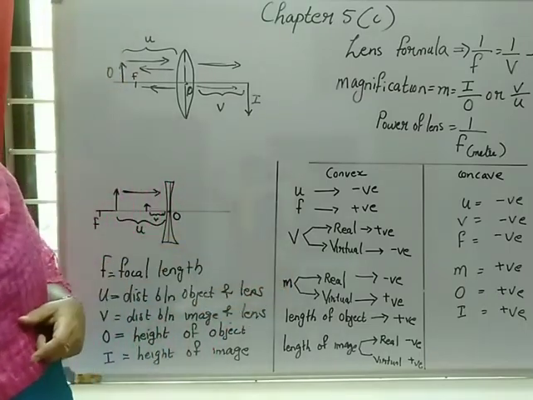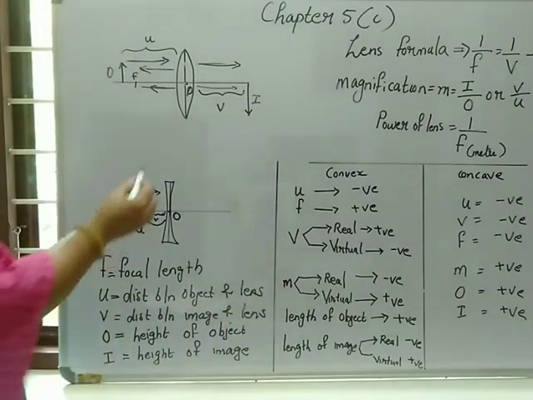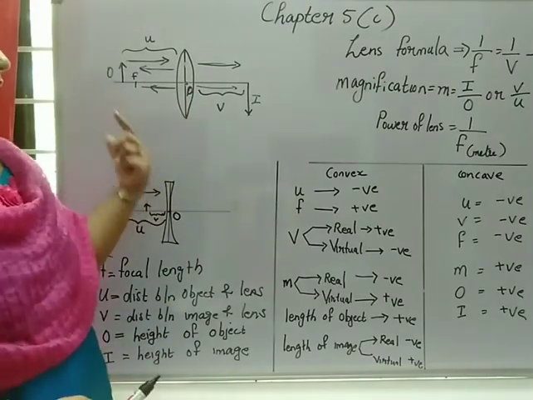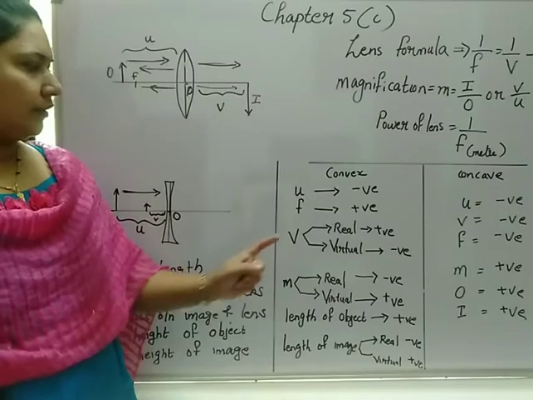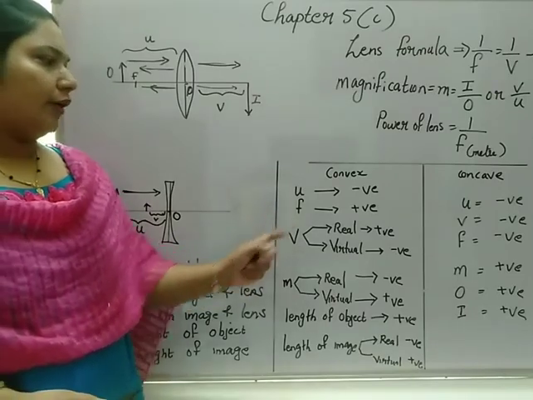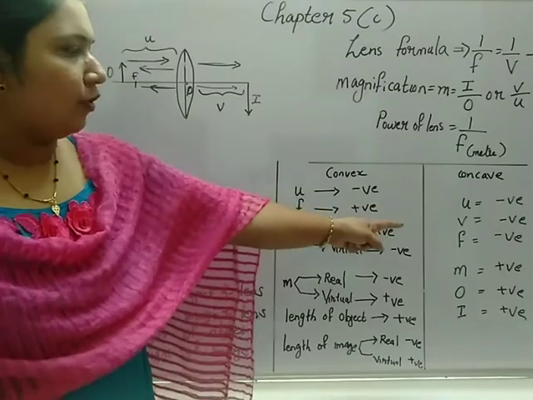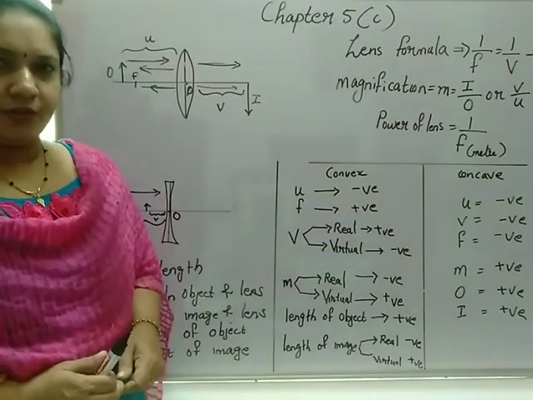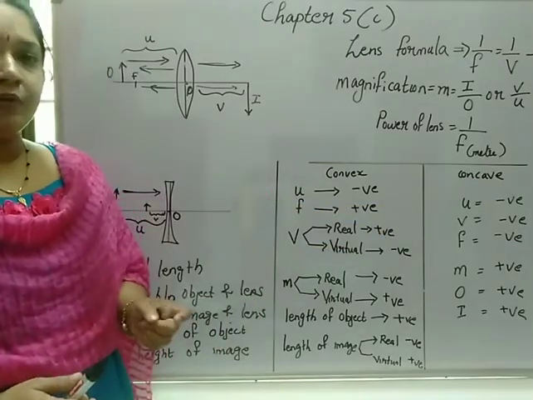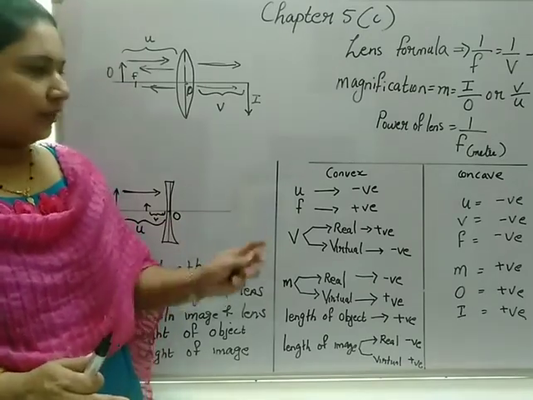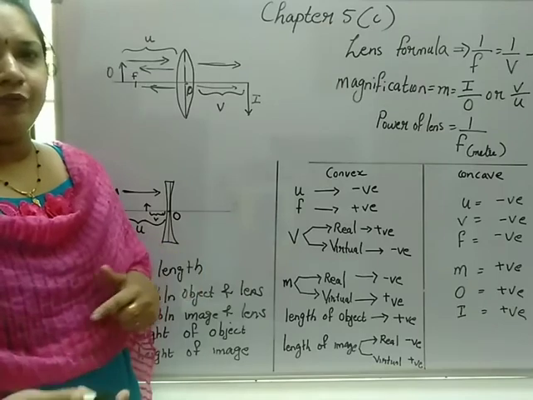Next one, focal length. For the focal length of a convex lens, we don't need to find the direction and all. It is a concept. The focal length of a convex lens is taken positive and the focal length of a concave lens is taken negative. And V, how to calculate V? Focus is constant, magnification and all constant. U, V and all we have to find.